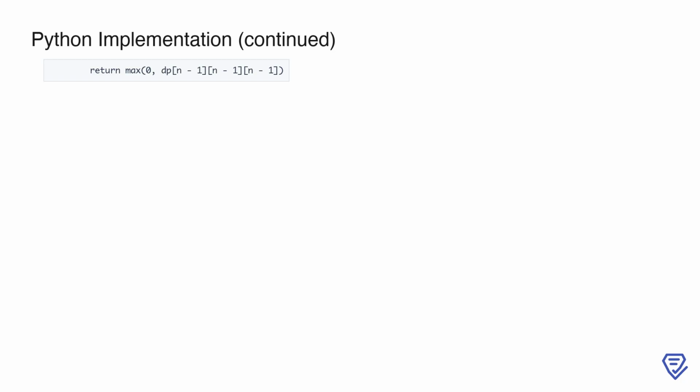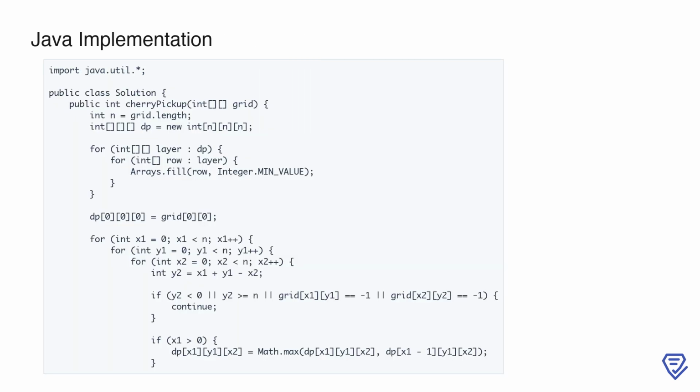This guarantees that the function returns 0 if no cherries can be collected. With this implementation, we've successfully used dynamic programming to solve the problem of maximizing cherry collection while ensuring both individuals follow valid paths. Here, we begin by importing the necessary classes and defining our solution class.